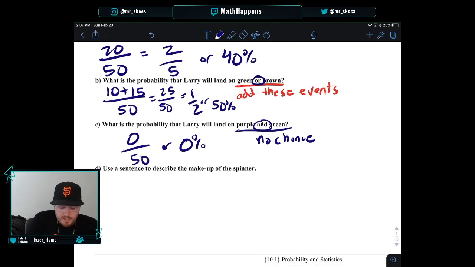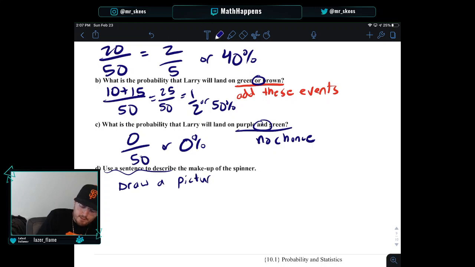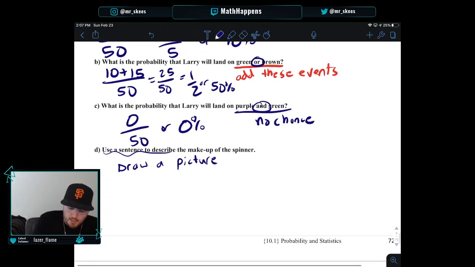This last one, use a sentence to describe the makeup of the spinner. How about we draw a picture? Instead of trying to describe it with words, let's just draw a picture. So here's a circle.